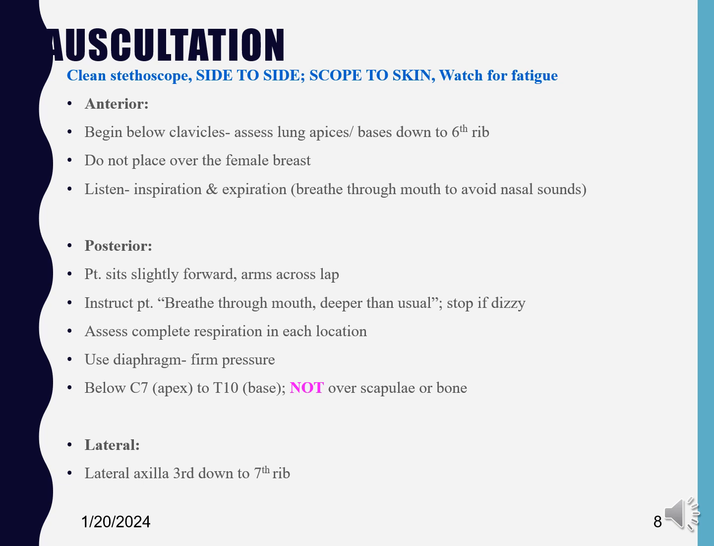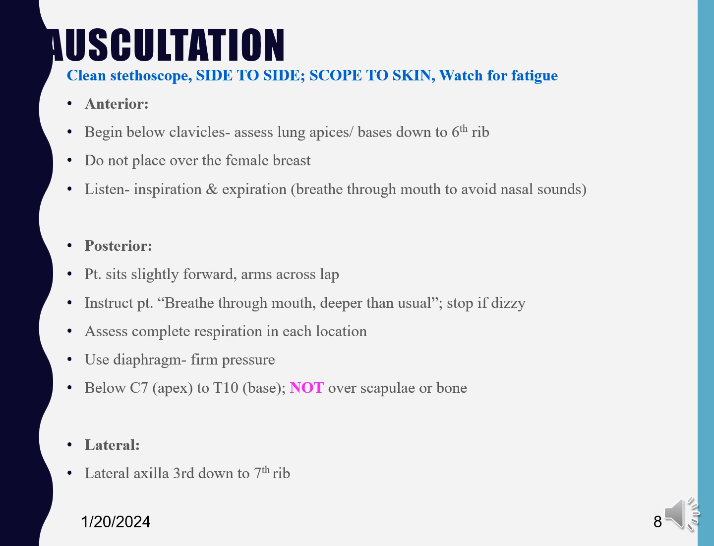So on the anterior spaces, you're going to start below the clavicles to assess the upper thorax or apex of the lungs. So 2 places in the upper thorax and 2 places in the lower thorax. Be sure that you're not listening over breast tissue and you're listening for full inspiration and expiration.